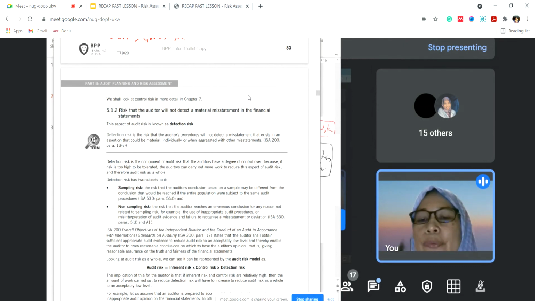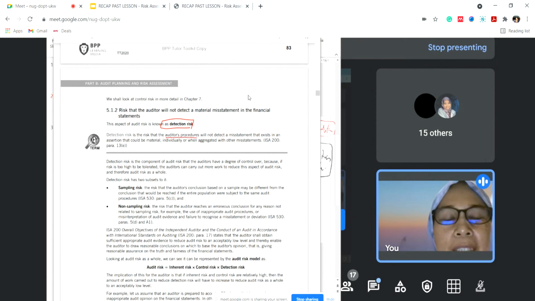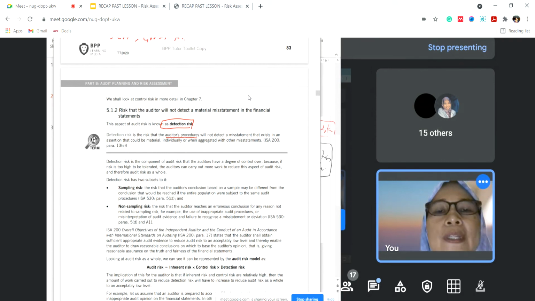Okay, so now we go to the third risk, that is detection risk. Actually, what is detection risk? This aspect of audit risk is known as detection risk. It is the auditor's procedures. The auditor's procedures are the 8 audit procedures that you have listed just now.